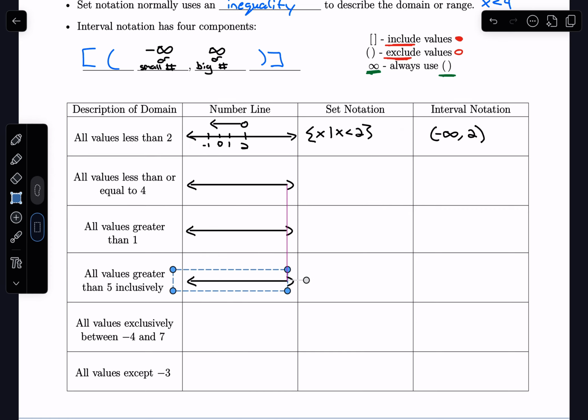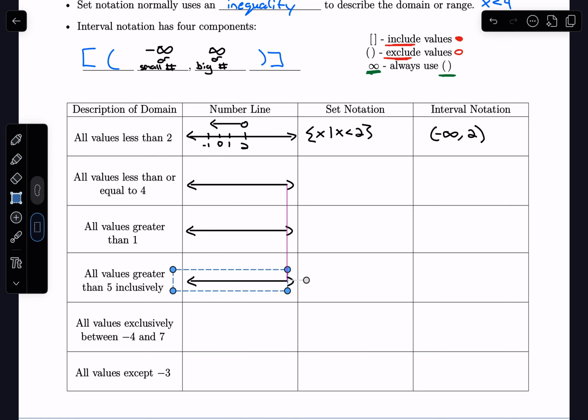All right, next one. All values less than or equal to 4. So this is nearly the same as the first one. Less than or equal to 4 means we're going to be going off to the left of 4. That's the less than direction. But I'm going to put a closed dot at 4 because it says or equal to. Okay, so the or equal to tells me to close the dot. That means that 4 itself is included.